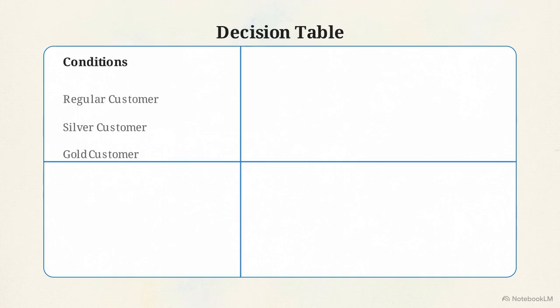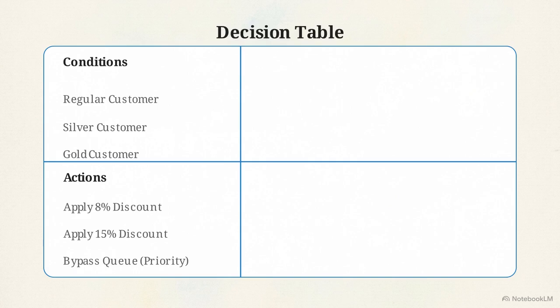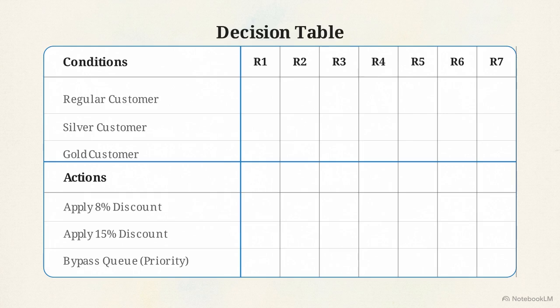Flowcharts work well for simple sequences, but they become an unreadable mess of crossing lines when conditions heavily overlap. When the rules get tangled, we use a decision table. In the top left quadrant of this grid, we list every possible condition. Down in the bottom left quadrant, we list the corresponding actions the system can take. The right side acts as a cross-reference matrix. Each vertical column becomes a specific rule, linking a true condition to required actions.